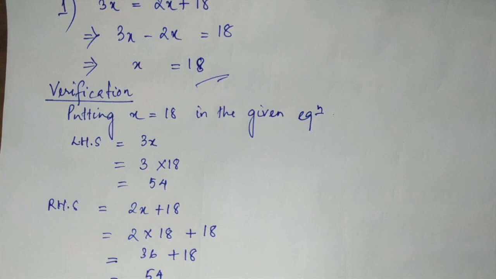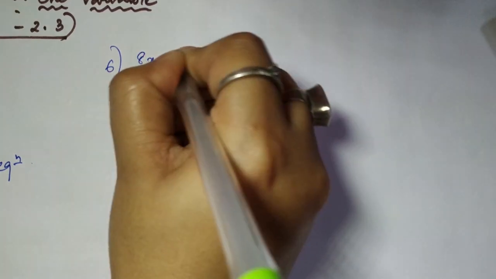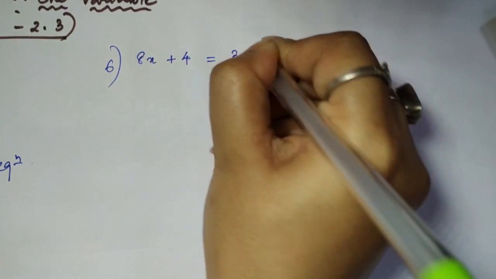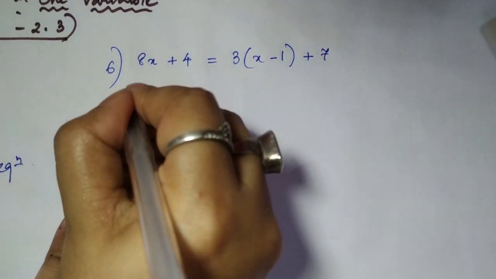We'll be doing a few more sums of this kind. Let us go on to question number 6 now. We'll try solving question number 6. The question is 8x plus 4 is equal to 3 times (x minus 1) plus 7. So this is my equation.